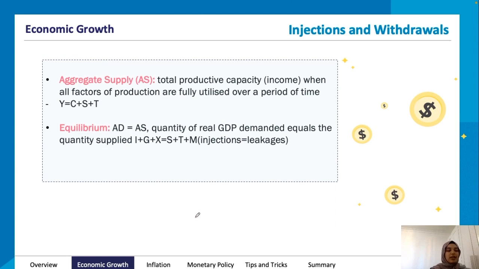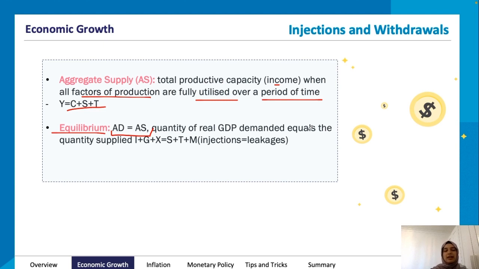Next, we have aggregate supply. So this is the total productive capacity, which is income when all factors of production are fully utilized over a period of time, which is known through CST, which we'll also go through. So equilibrium is when the aggregate demand is equal to the aggregate supply. Okay, so the quantity of real GDP demanded equals the quantity supplied.